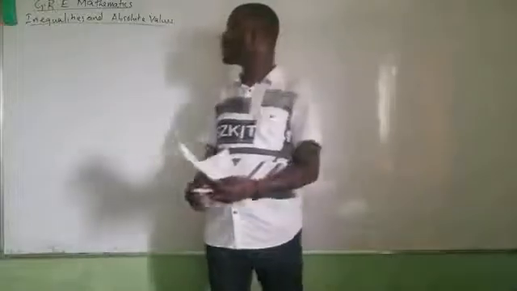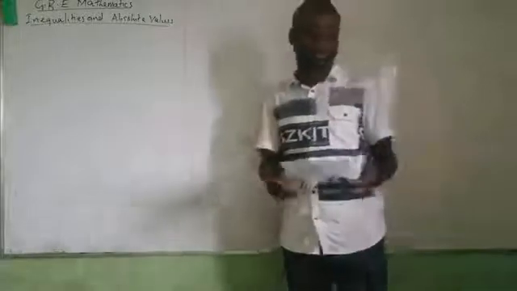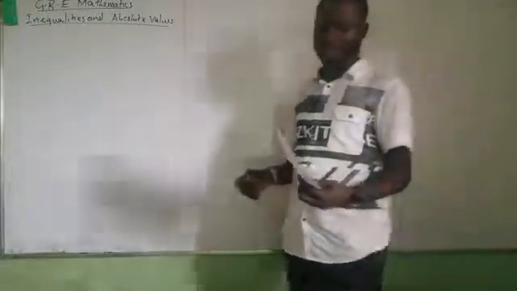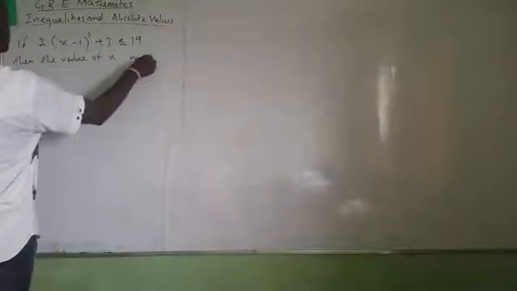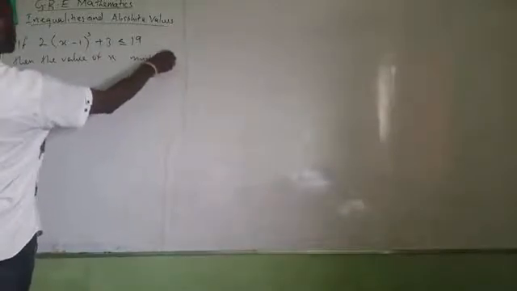Now, I have some problems here, and I'll be working on the material directly from the GRE official material. I have a question which says: if 2(x - 1) + 3 is less than or equal to 19, the value of x must be what?